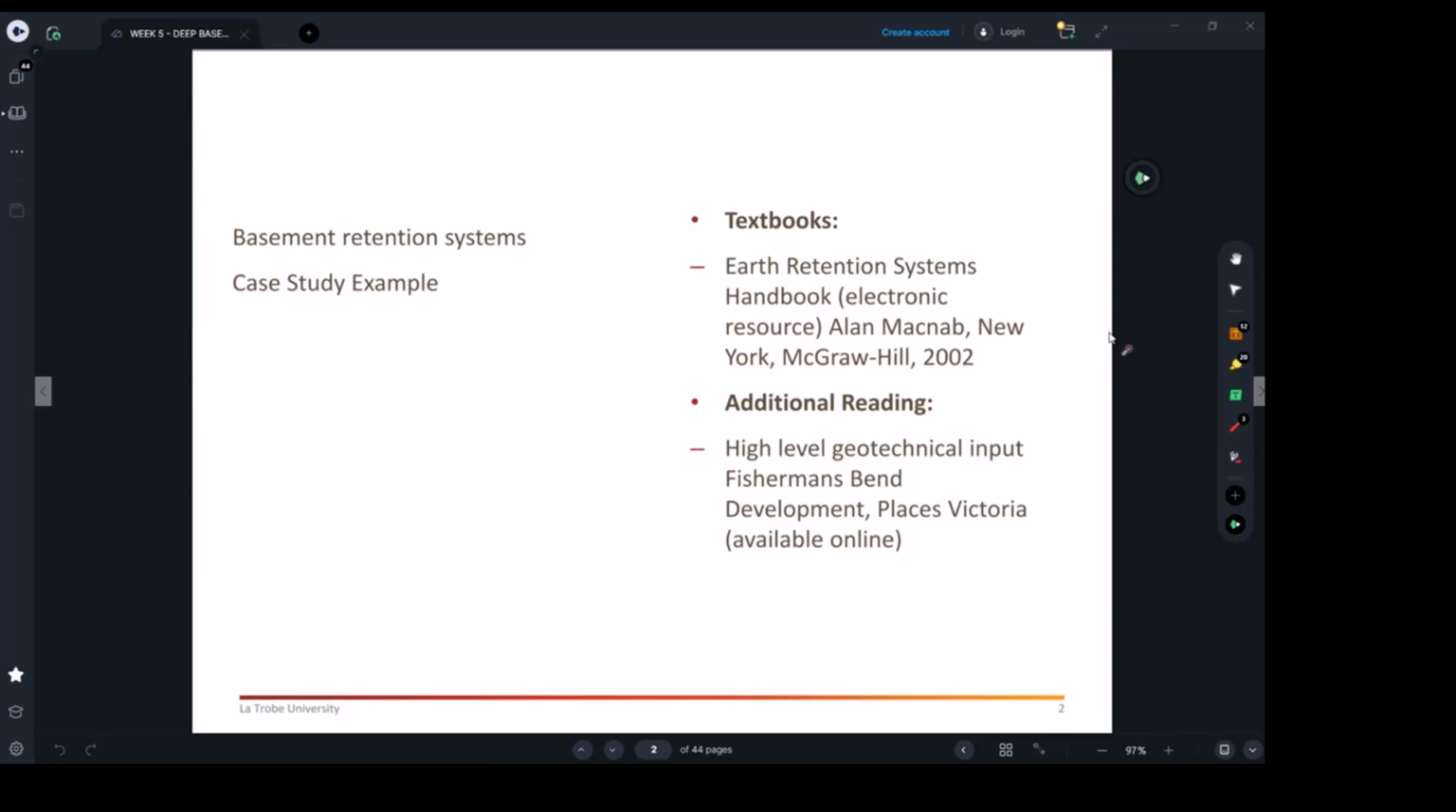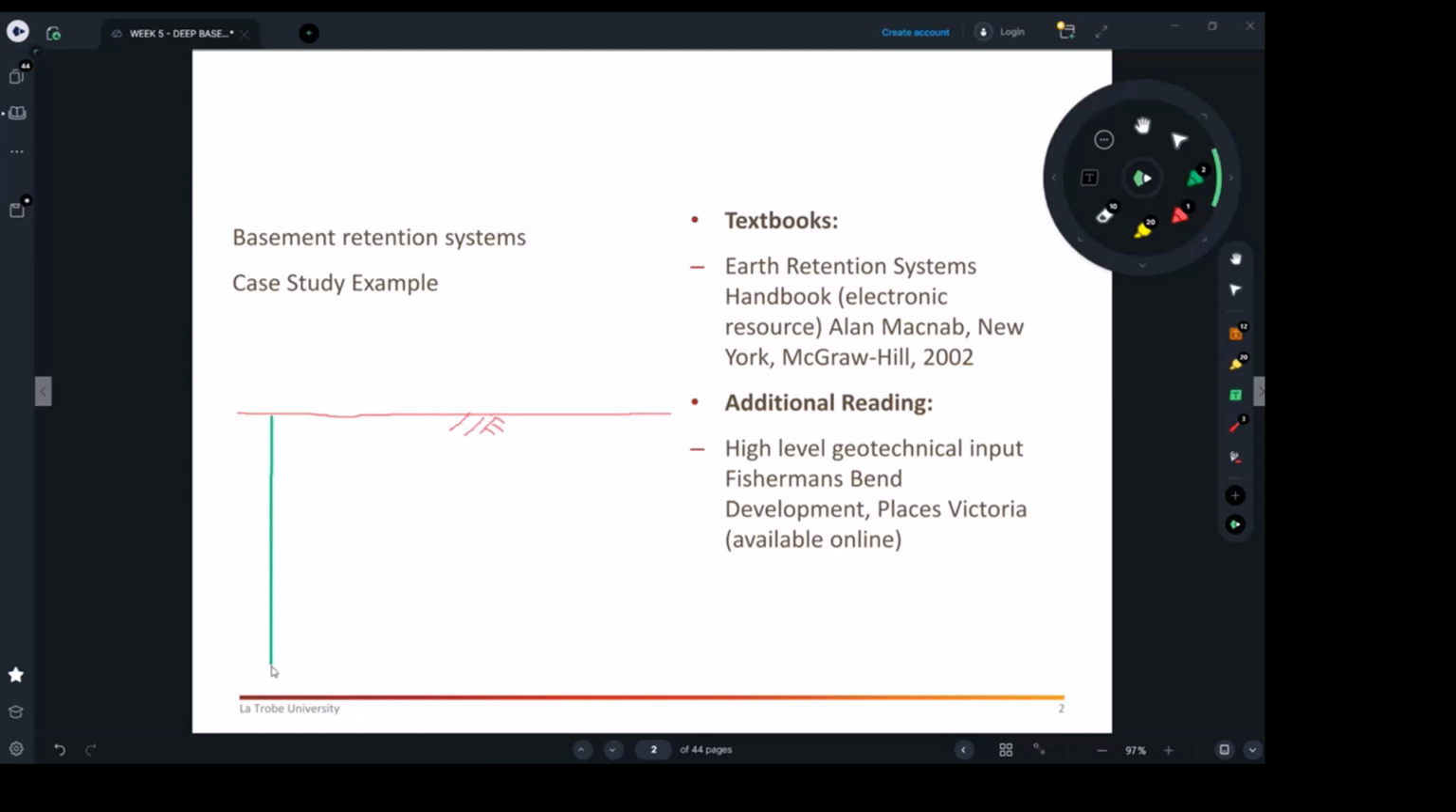So yeah, retention system, the word retention really coming from the process. So basically this is the natural ground. The red line here is the current ground. And if we need to make 3 stories, so this is the dirt, the ground level. And if we want to make a basement like a 3-story car park, it goes to 10 meters into the ground, something like this.